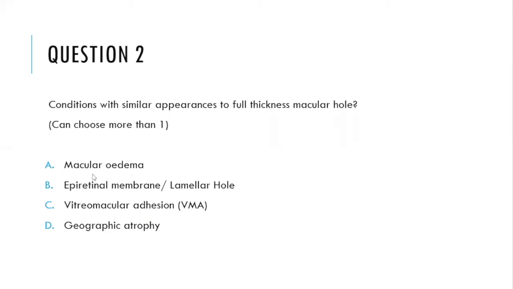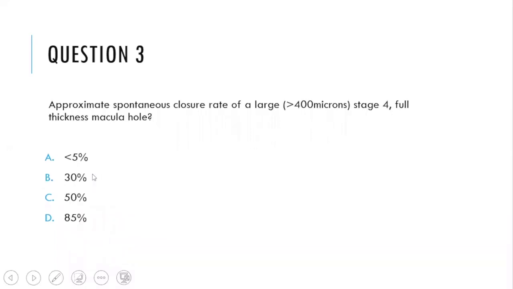Good. So let's move on. I think we're starting off easy and getting harder. So we'll go to the next question. Question 3. Definitely getting more difficult. Approximate spontaneous closure rate of a very large, let's say more than 400 microns, stage 4 full thickness macular hole. What's the likelihood that this macular hole closes by itself?